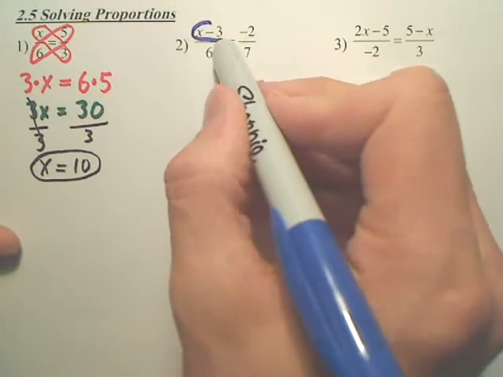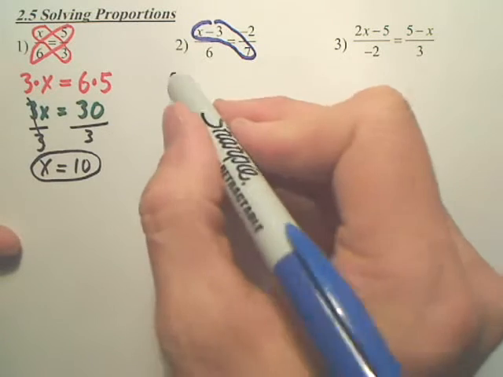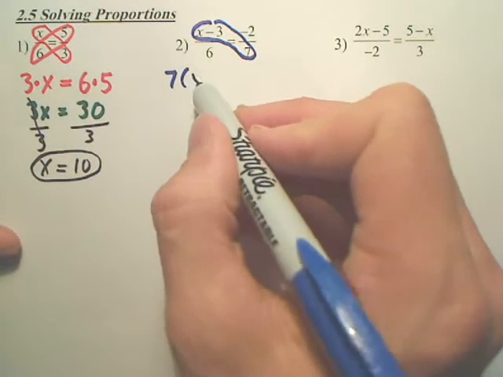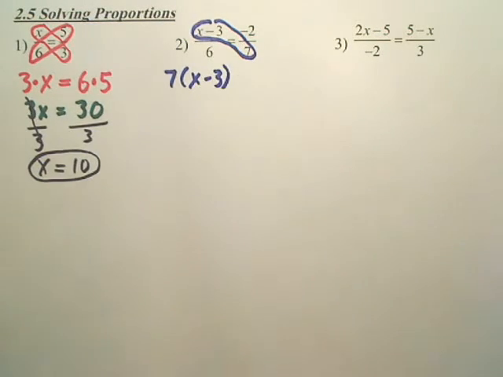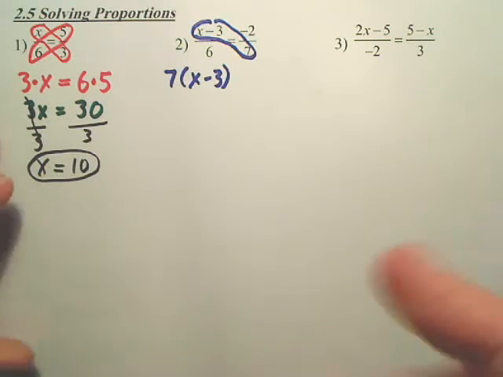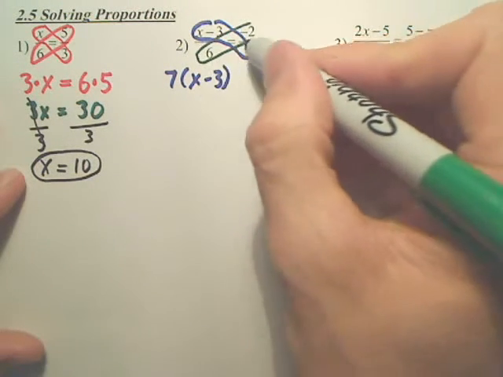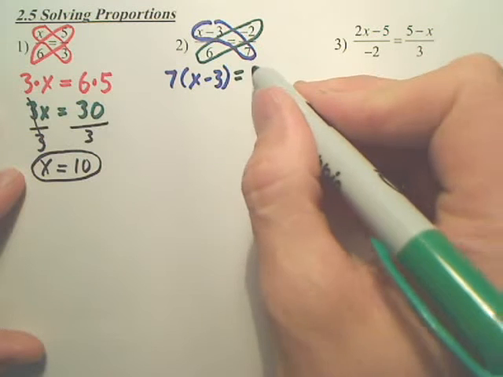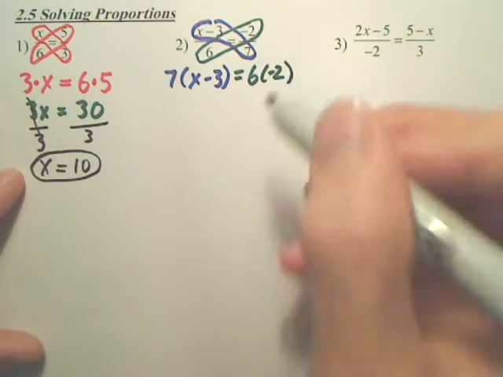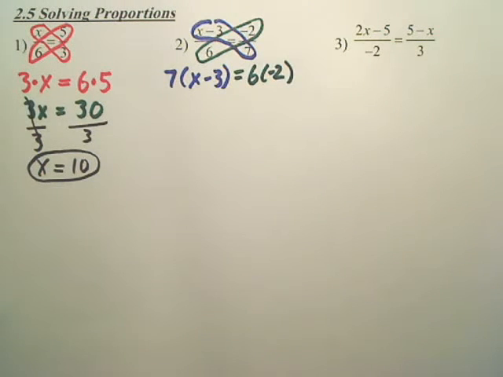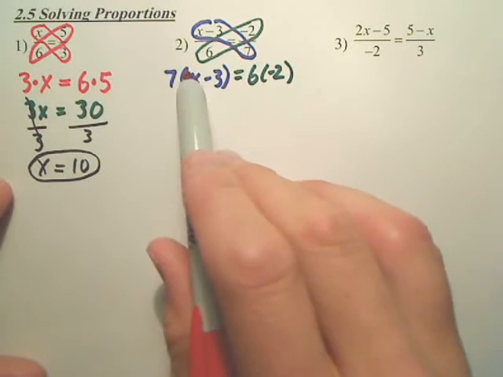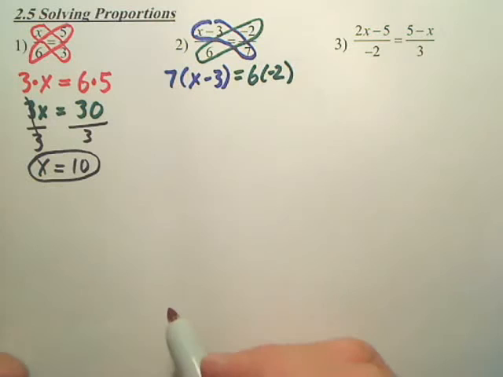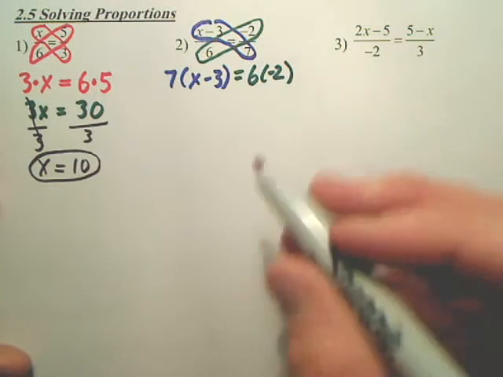Okay, same idea here. We're going to cross multiply. We're going to multiply that, and then we're going to multiply this. We're cross multiplying. We multiply one way, and we multiply the other way and set them equal. And then we solve.